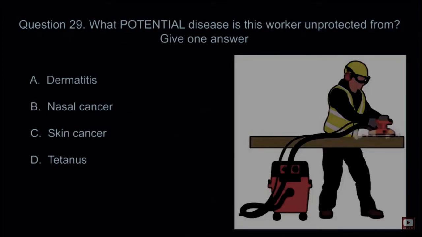Question 29. What potential disease is this worker unprotected from? Give one answer. A. Dermatitis. B. Nasal cancer. C. Skin cancer. D. Tetanus. The correct answer is B. Nasal cancer.